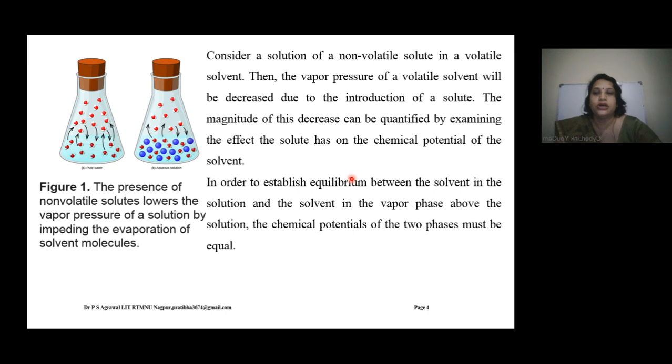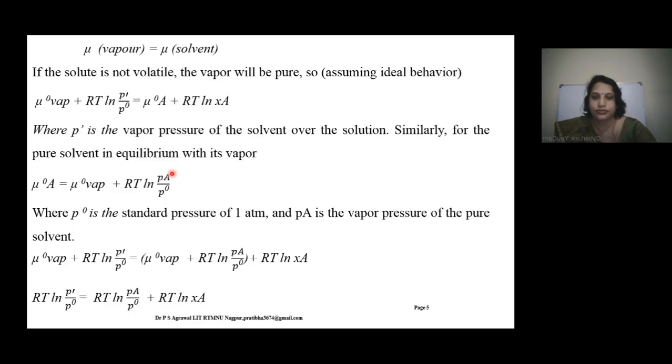Consider the solution of a non-volatile solute in a volatile solvent. The vapor pressure of the volatile solvent will be decreased due to the introduction of the solute. The magnitude of this decrease can be quantified by examining the effect of the solute. In order to establish the equilibrium, the chemical potential of the two phases must be equal. That means the chemical potential of the vapor will be equal to the chemical potential of the liquid phase solvent.